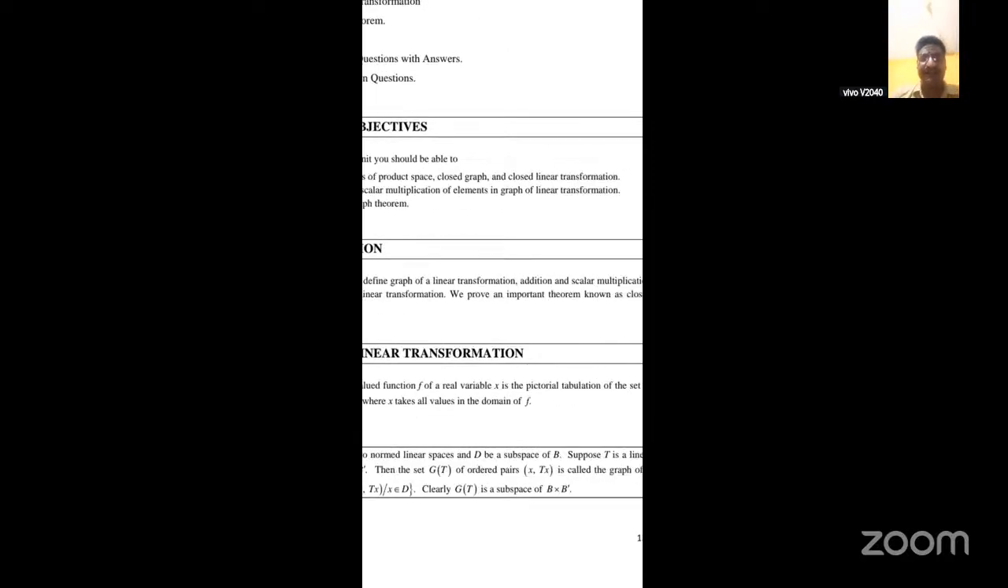Okay, students. Now let us see another one, addition and scalar multiplication of elements of G of T. Now what is the addition and scalar multiplication? Already addition and multiplication of vectors is there. It depends upon the linear transformation: T1 plus T2 of x equals T1 of x plus T2 of x, and alpha T1 of x equals alpha into T1 of x.